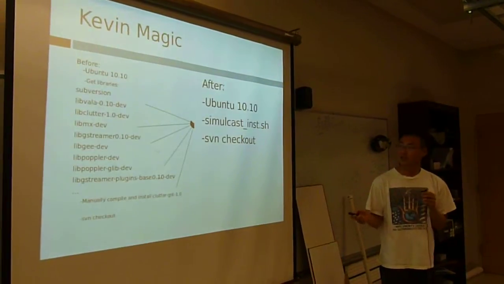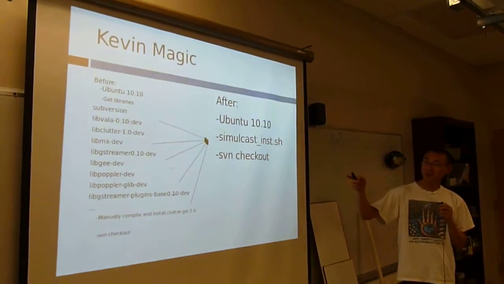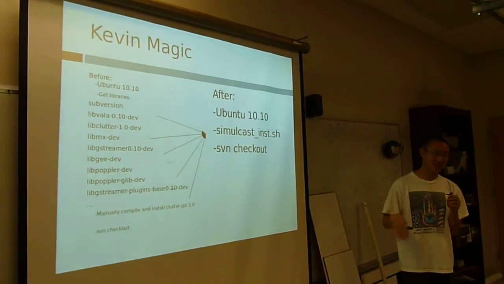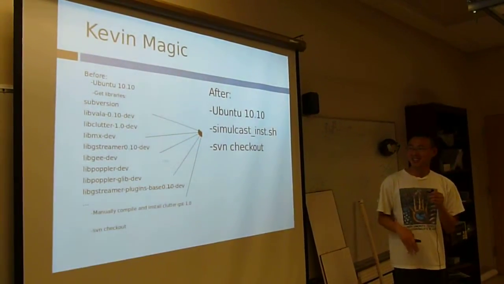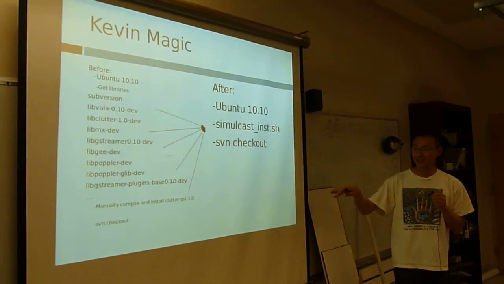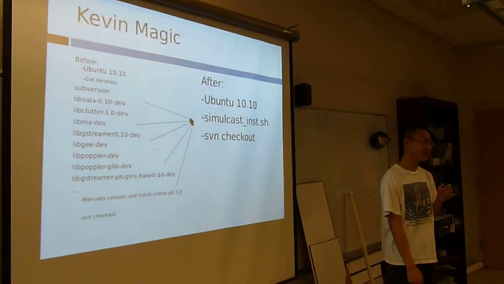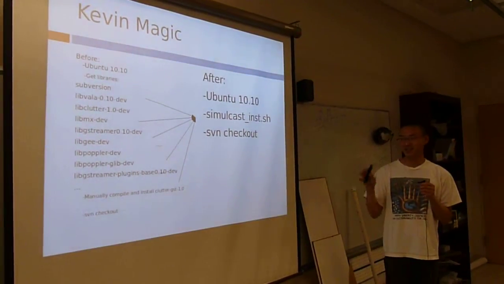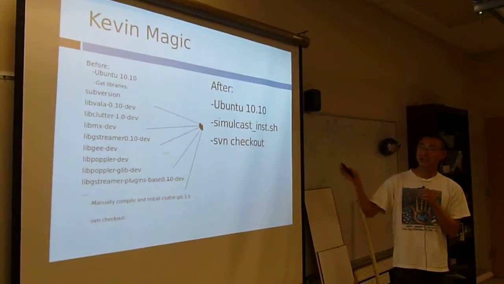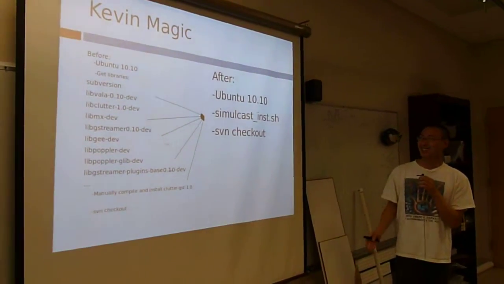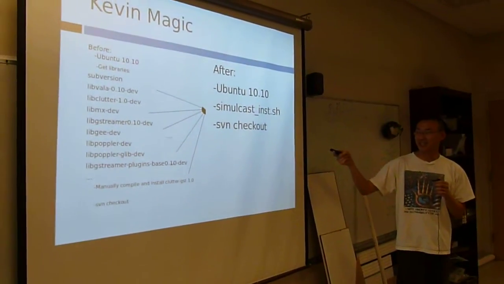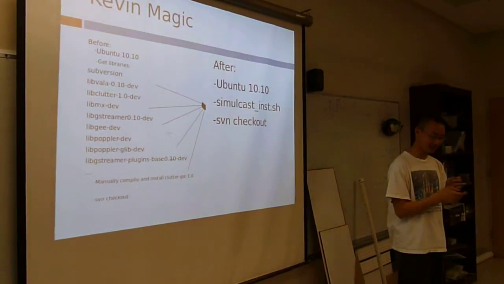And so previously we had to install Ubuntu, and then we had to manually get all these libraries, which took a while. And also, more annoyingly, we had to compile and install Flutter GST 1.0, and then make some changes in a BAPI file in it. But now, thanks to Kevin Magic, we just have a script that does everything for you, and then you can just do an SVN checkout right after that.